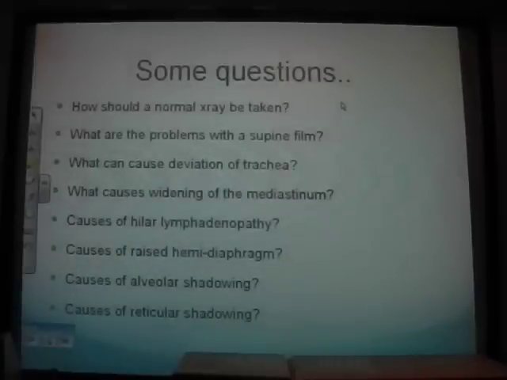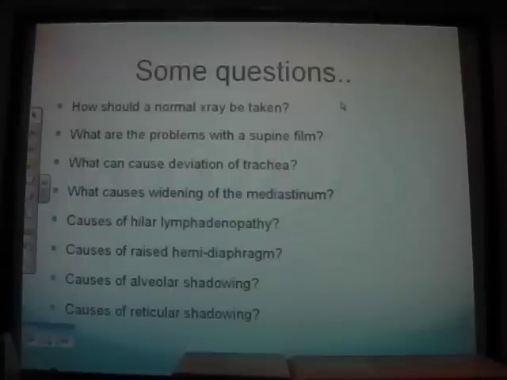Okay, some really quick questions. How should it normally be taken? Standing up on inspiration. Yeah, standing up on inspiration. Main thing. What are the problems with a supine film? Rotation, inadequate inspiration. What else? Yeah, you need an erect chest x-ray if you want to see if there's perforation. So free air under the diaphragm, you always say erect chest x-ray.